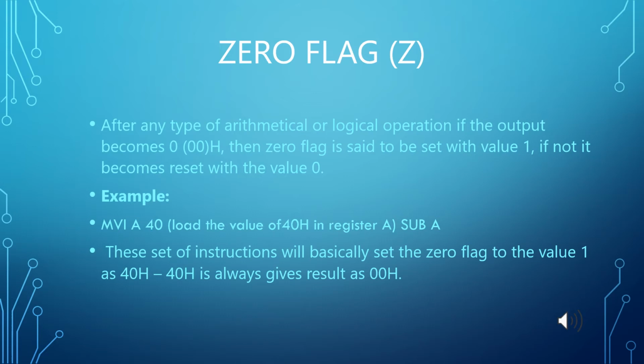Example: MVI A, 40. Now load the value 40H in register A. SUB A. This set of instructions will set the zero flag to the value 1, as 40H minus 40H always gives the result 00H. If the value is not 0, then it will become reset.